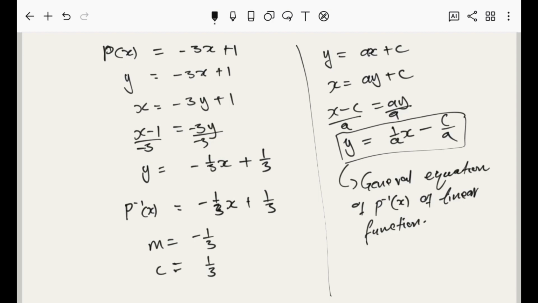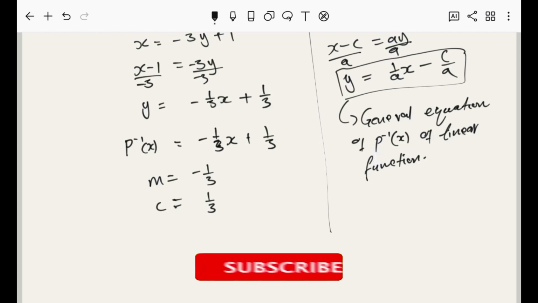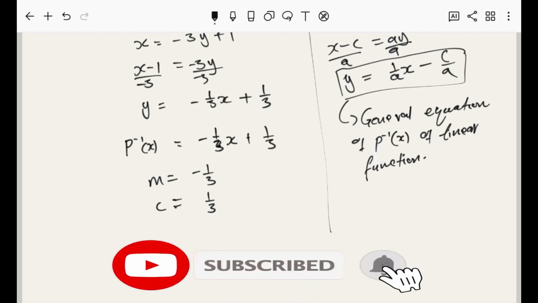So whenever you are asked to determine the equation of the inverse of a linear function, this is what you could do. Just identify your a and your c, and then just express it as 1 over a x minus c over a. So you are done, just like that. This will save you time in exams and all that.